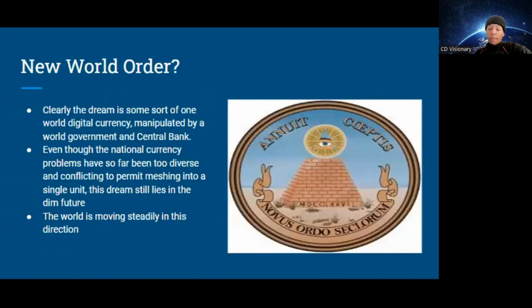New World Order. Clearly, the dream is some sort of one world digital currency manipulated by a world government and central bank. I can already see this coming. Even though the national currency problems have so far been too diverse and conflicting to permit meshing into a single unit, this dream still lies in the dim future. I could see that, and I have a bad feeling this might happen.